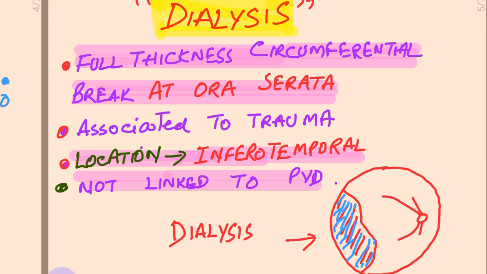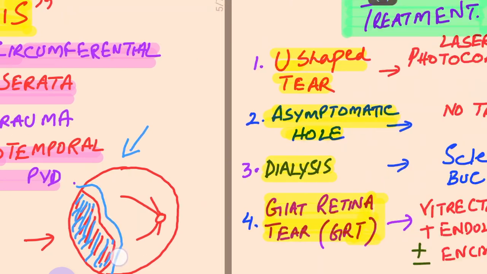Now you can see in this diagram, this is the part of the dialysis that is present anteriorly. Now you can see from this side to this side configuration, this is caused by dialysis, and this dialysis can lead to retinal detachment, and they are at the ora serrata. Now how will you treat these different types of breaks? We will discuss them in the next slide.